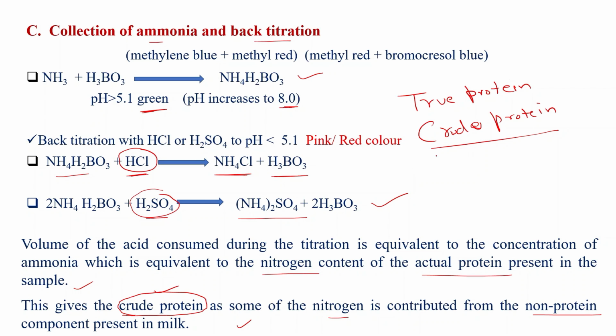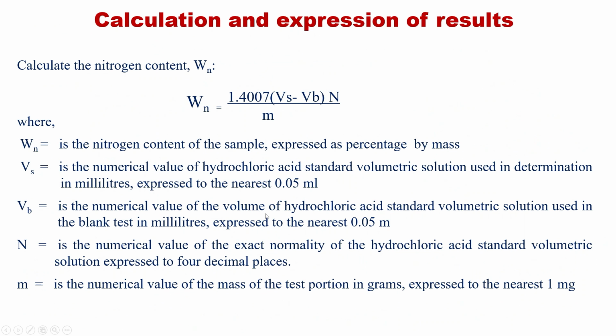Okay, so again I can write here, it is crude protein. Now this is the formula. So we have the percentage nitrogen content. So percentage nitrogen can come from this formula. So how does this formula come? Let's see. Let us derive this formula, because the derivation is also N1V1 equal to N2V2.